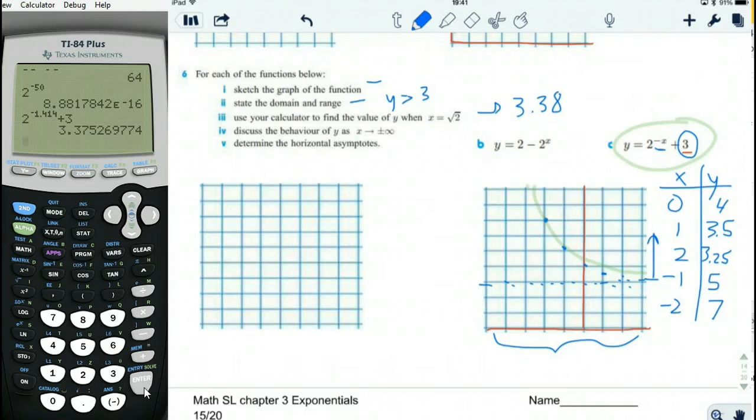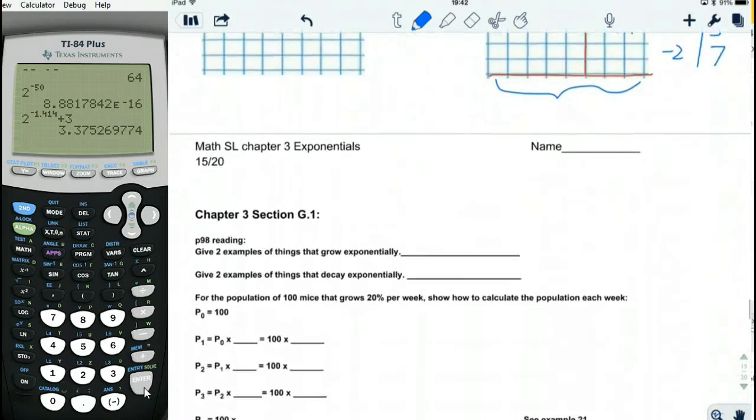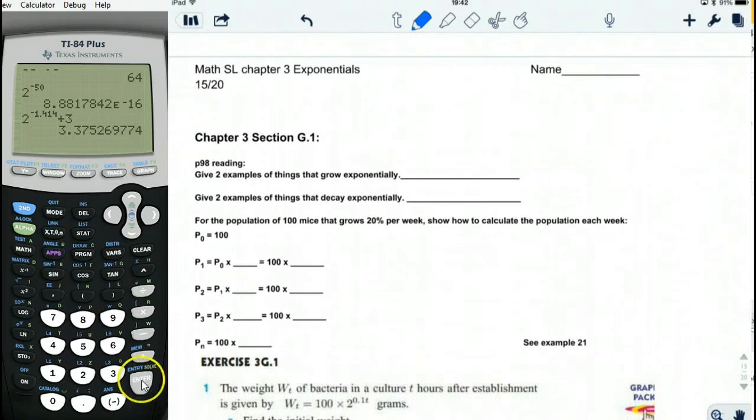Okay? Discuss the behavior of y as x goes to negative or positive infinity. Well, when x goes to positive infinity, we can see that it approaches the asymptote y equals 3. So x goes to positive infinity, that means that y goes to the asymptote of 3. When x goes to negative infinity, that means that y goes to positive infinity. Determine the horizontal asymptotes. We already said that that's y equals 3, right? So that's that one. And that is the end of this lesson.